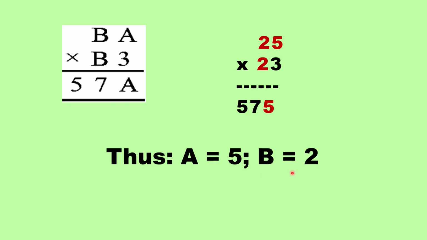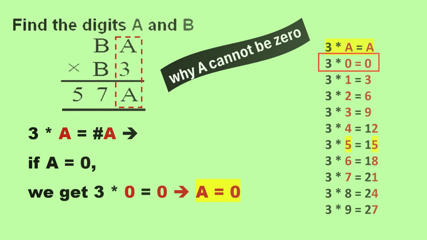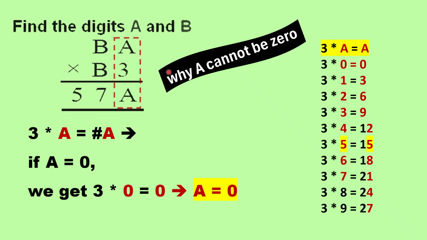This is the answer you have got: A equal to 5, B equal to 2. But why did we not take A equal to 0? Because 3 into 0 gives 0. Now we will discuss why A cannot be 0.